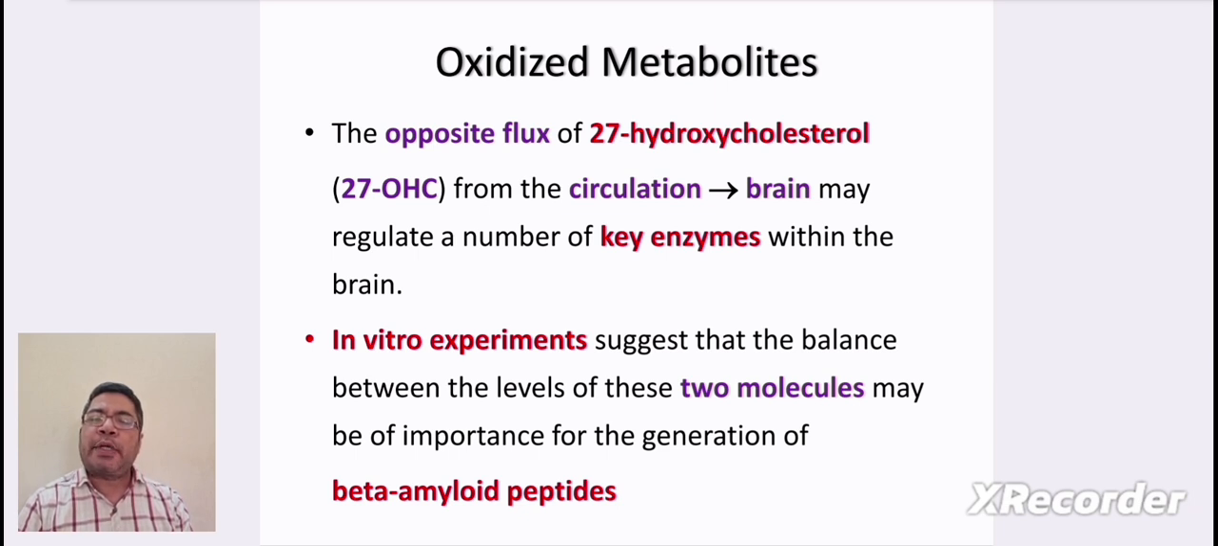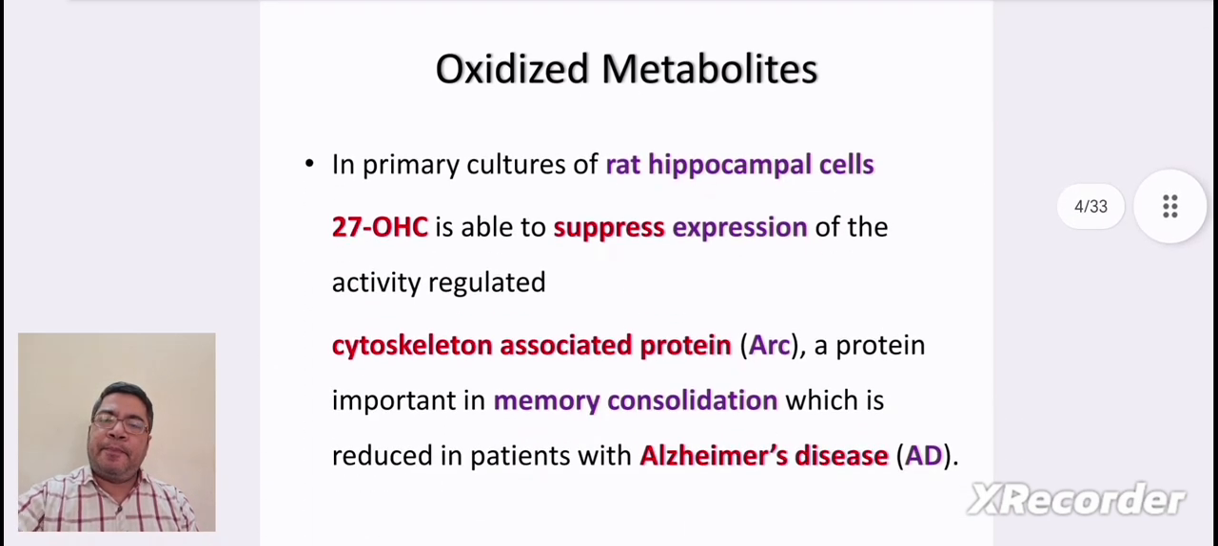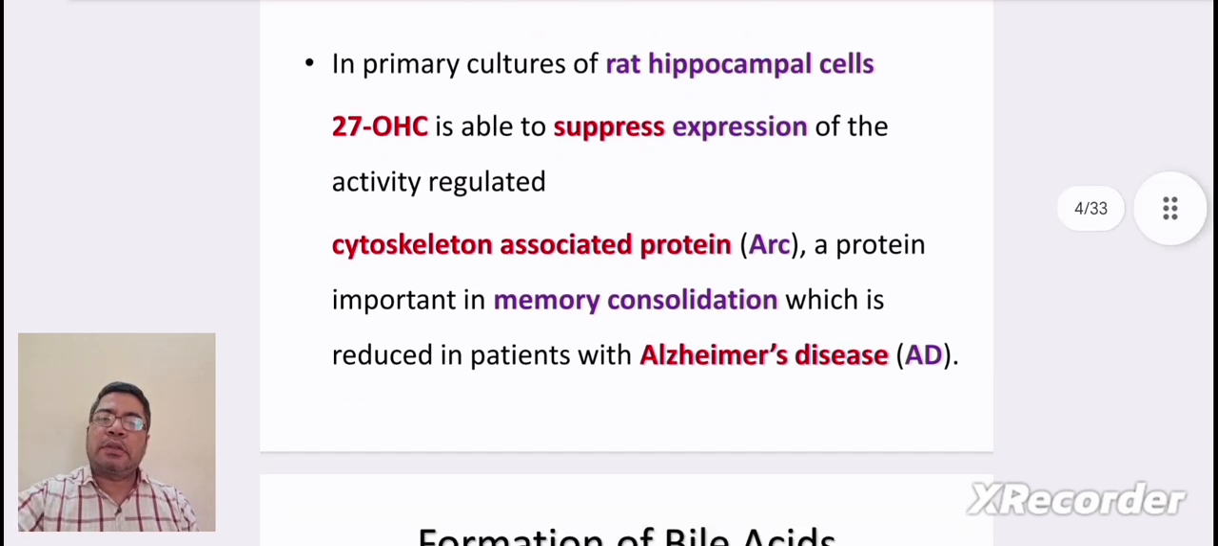In vitro experiments suggest that the balance between the level of these two molecules may be important for the generation of beta amyloid peptides. In primary cultures of rat hippocampal cells, 27-OHC is able to suppress expression of the activity regulated cytoskeleton associated protein, that is ARC, a protein important in memory consolidation, which is reduced in patients with Alzheimer's disease.